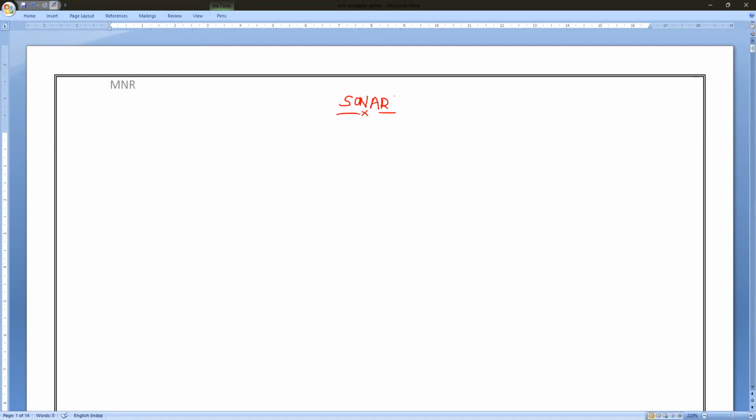For all these things we use a device. What is the device name which we used to call it? Everybody? Sonar. So what is the full form of sonar? Everybody. Sonar is the Sound Navigation and Ranging system.